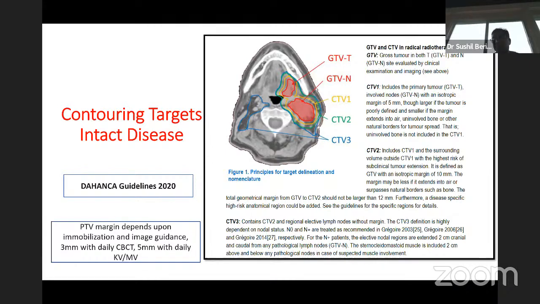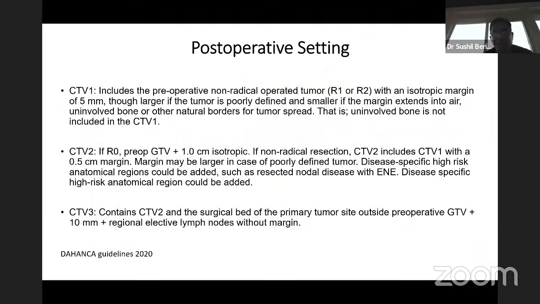So before you embark upon reducing the margin in your practice, make sure your setup is reproducible. You have documented that your setup is reproducible, and you're doing some kind of 3D imaging, which is cone beam CT, on a daily basis. Otherwise, reducing the margin can cause a geographical miss. So in our own practice, we do daily cone beam CT, give a 3 millimeter margin with the idea that it can help reduce the mucositis, swallowing dysfunction, and xerostomia.